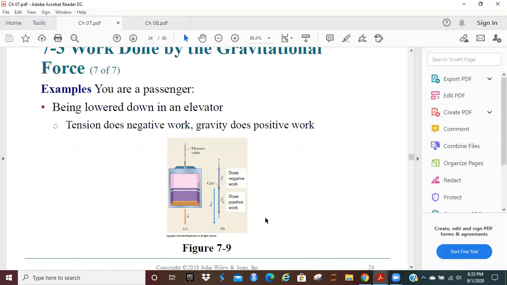So let's say you're a passenger in an elevator car and you're being lowered down in an elevator. The tension is going to be considered doing negative work because you're going down or wanting to go down. Gravity here is doing positive work on the elevator car. The tension in the rope or the cable is actually doing negative work because it's working against that displacement.